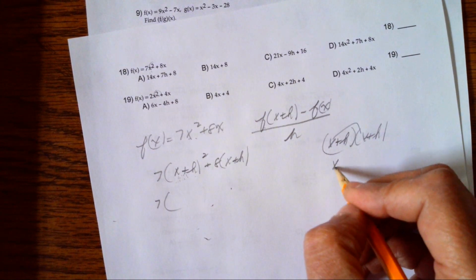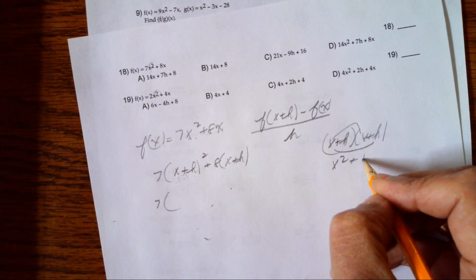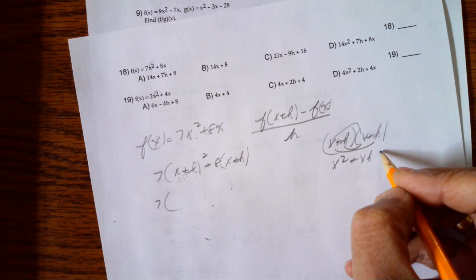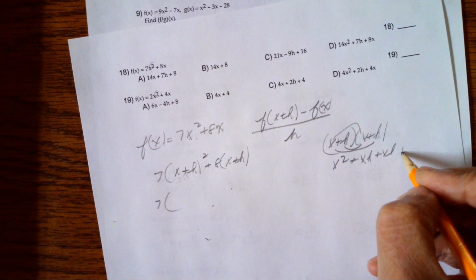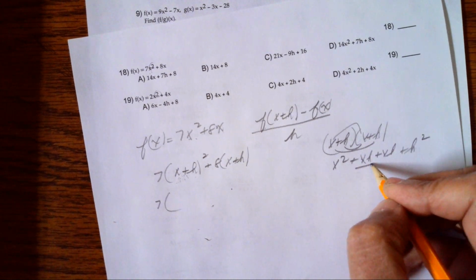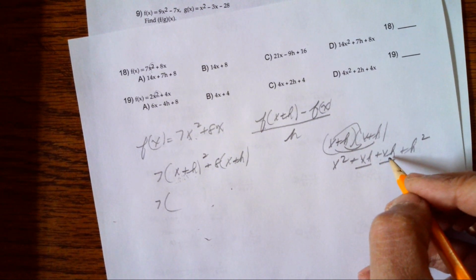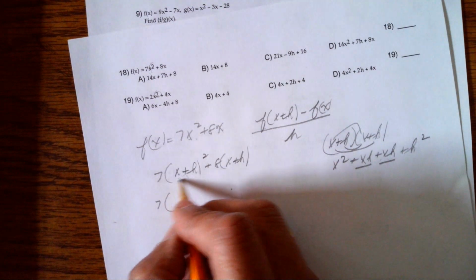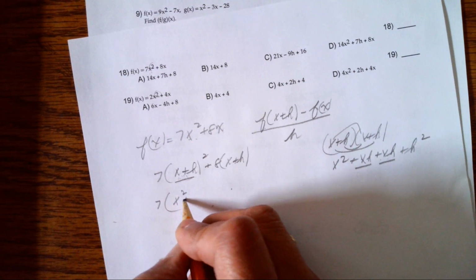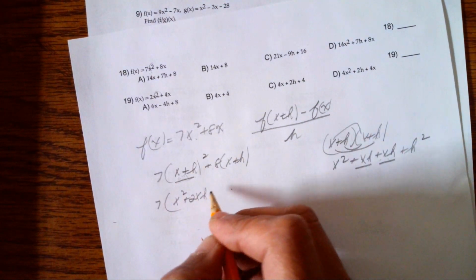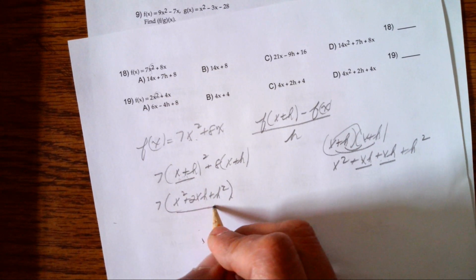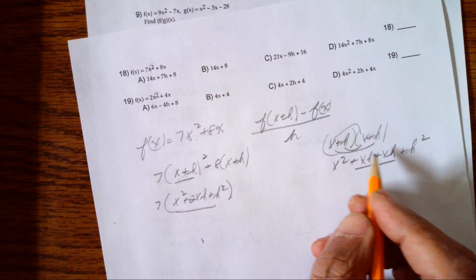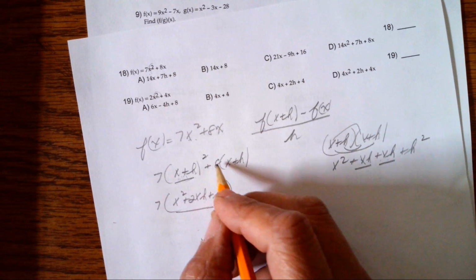X times x is x squared. You get an xh and another xh. H times h is h squared. One of these xh's plus another xh is 2 of them. So this guy FOILed is x squared plus 2xh plus h squared. Please write this in your notes. Saves you the time of having to FOIL every time you see it.